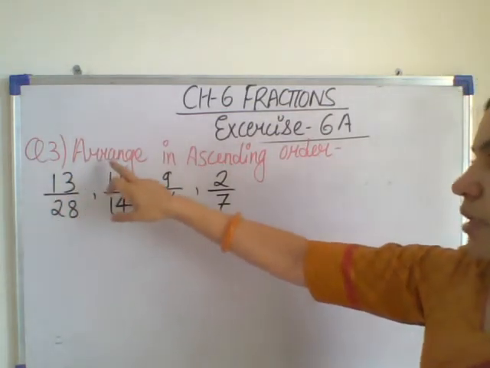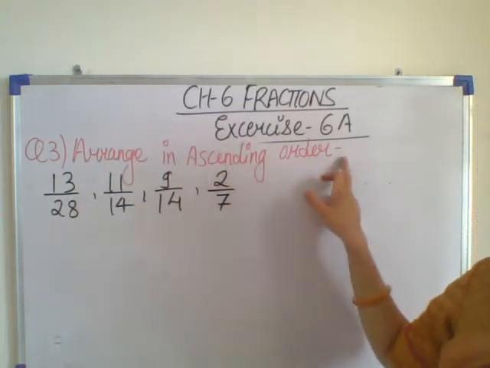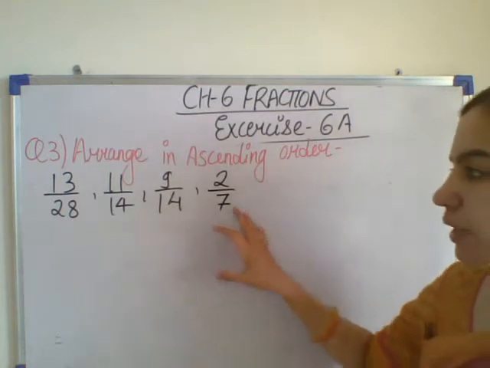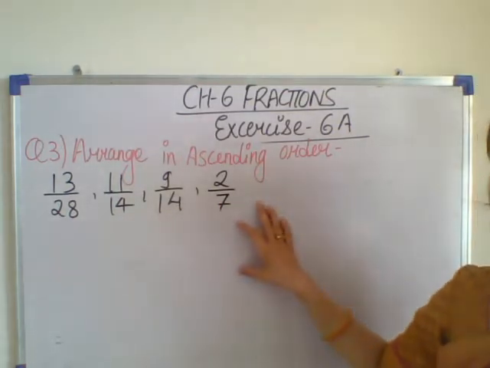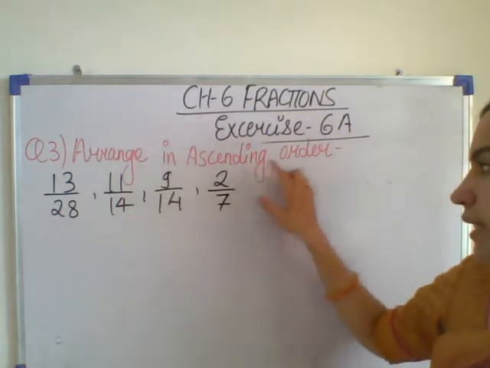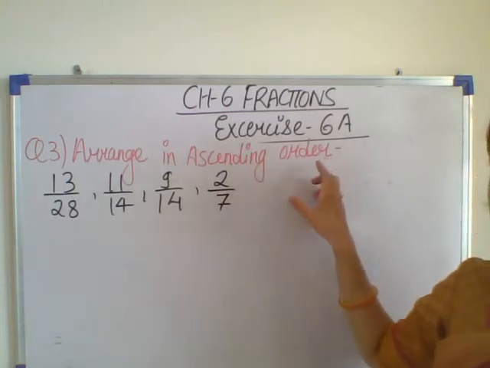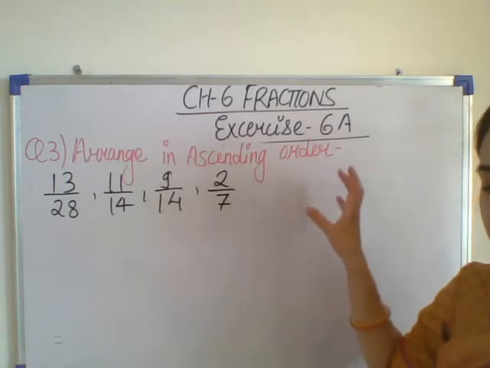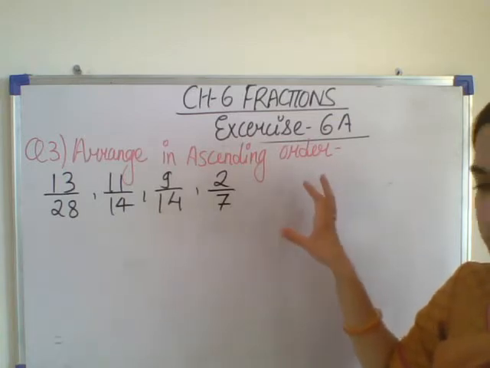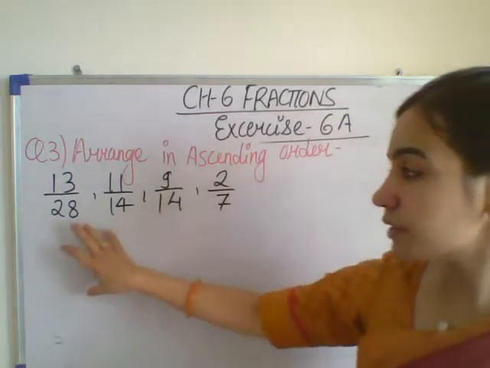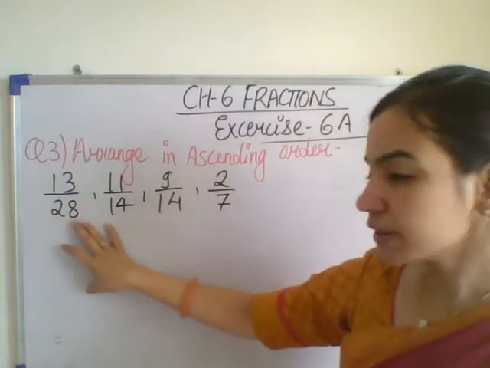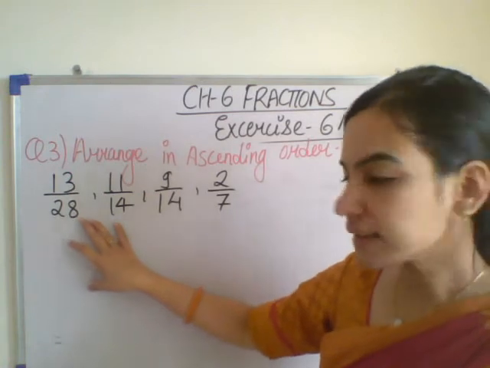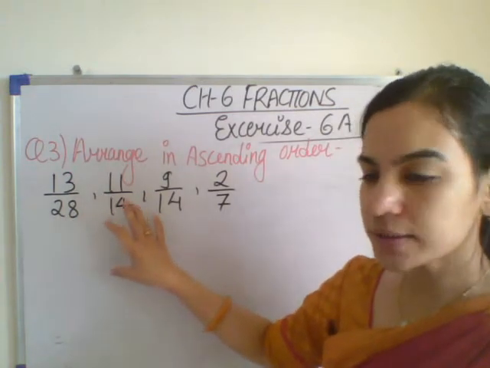In this question, arrange in ascending order. 4 fractions are given. We have to arrange these 4 fractions in ascending order. Ascending order means first we have to write the smallest fraction and at the end we have to write the largest fraction. So first of all, in the first step, what we will be doing? We will be finding the LCM of the denominators.